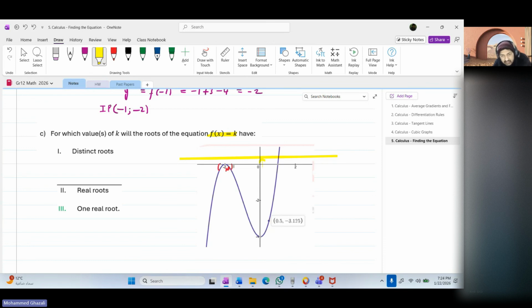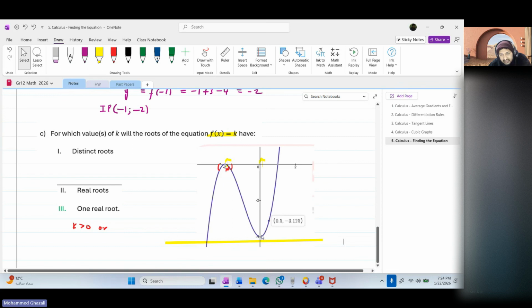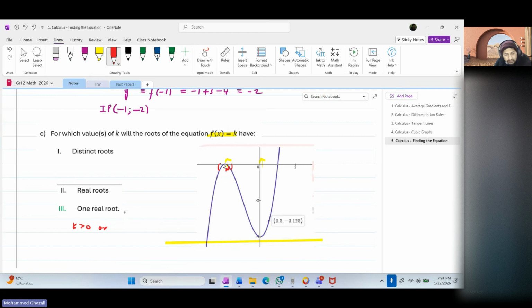So if I shift this above the turning point, so when k is greater than 0, or when I shift this horizontal line below the turning point, which is at -4, the y value is -4. You only need to focus on the y values of the turning points. So for one real root, focus on the y values of the turning points. So k is less than -4. You can see the horizontal line is only cutting the graph once. k is less than -4. So I'm done with one real root.